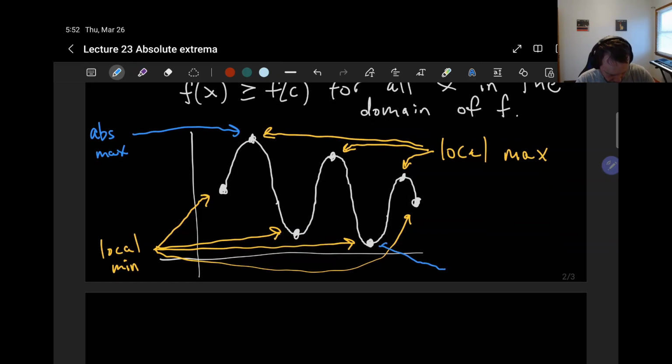And well, these look a little close, but this is the lower one. That's an absolute minimum. The lowest point within the whole domain. And it's also both a local minimum and an absolute minimum. Because if you're the lowest point in the entire domain, then that means you're also the lowest point within your little neighborhood.